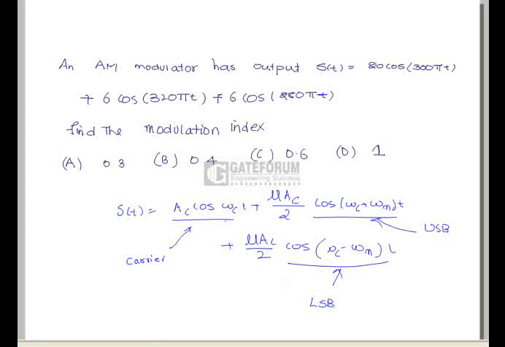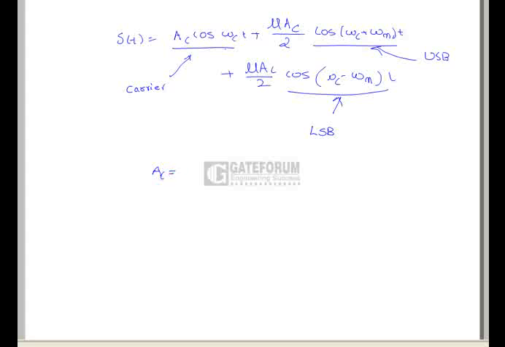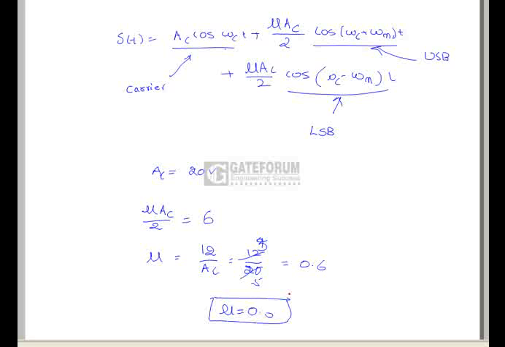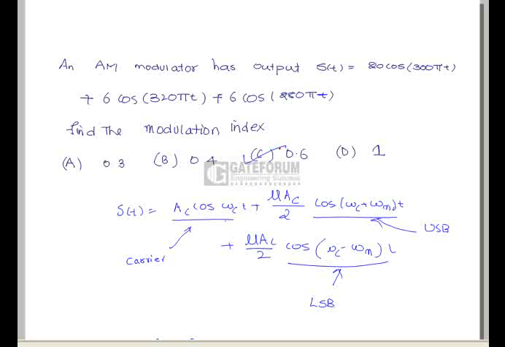Here Ac is given as 20 volts. Here mu Ac by 2 is given as 6. That is, mu is the modulation index, 12 by Ac, that is 12 by 20, that is 0.6. So the modulation index is 0.6, which is option C is correct.